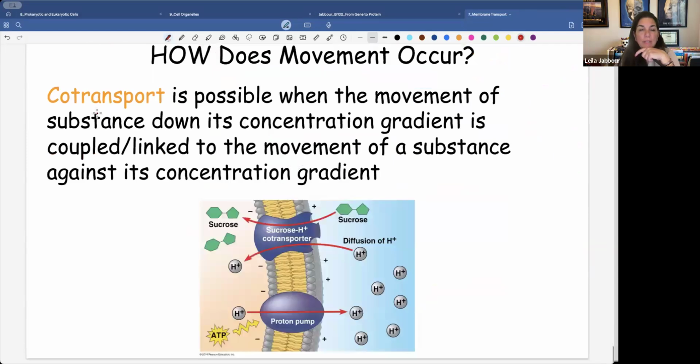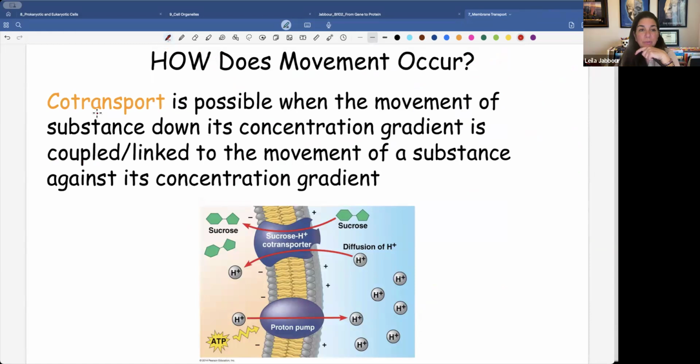Sometimes the solutes are moving in the same direction, and we call this a co-transport. Co-transport is possible when the movement of a substance down its concentration gradient is coupled to the movement of another substance against its gradient. So this is different from anything that we've seen so far. Here's the co-transporter of hydrogen ions and sugar molecules. These hydrogen ions are moving down their concentration gradient.